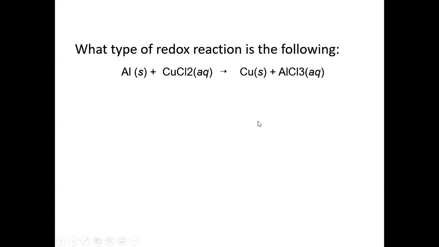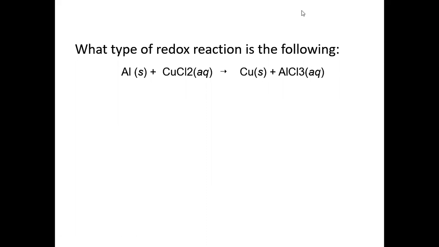So we're going to be going through the lecture here, and we're going to be looking at different examples of chemical reactions and trying to help understand what are some characteristics of the different types of chemical reactions. And so here we have aluminum plus copper chloride gives us copper plus aluminum chloride.